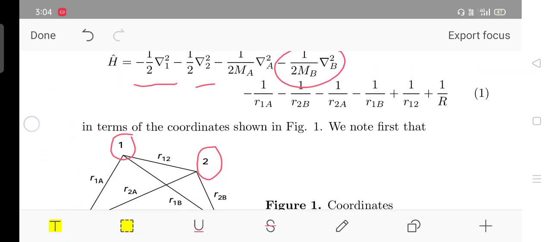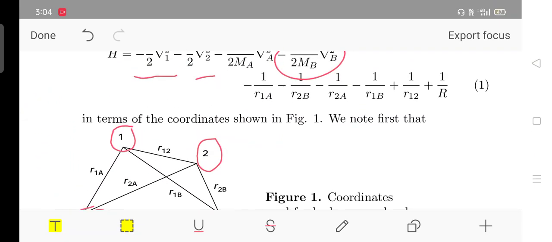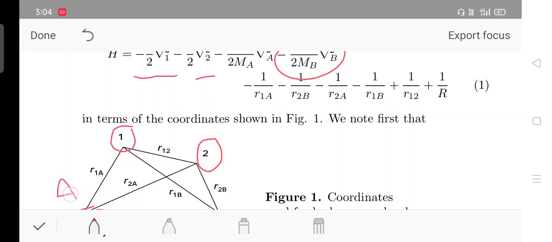You have a nucleus A here and the first electron. There will be potential energy developed between the first electron and the nucleus A. What will be the potential energy? Minus 1 by R1A is the attractive potential. There will be attraction between the first electron and the nucleus A, that's why the minus sign came.